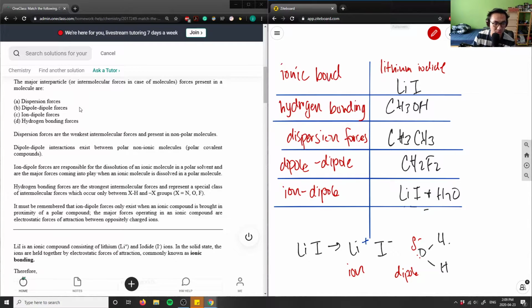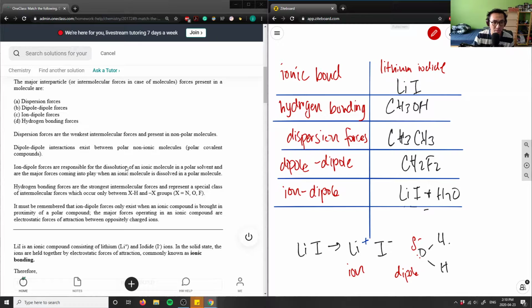Okay, let me just scan this quickly. They're just talking about dispersion forces, dipole, ion dipole, and hydrogen bonding. Dispersion forces are the weakest intermolecular force. That's good. At present, CH3 is a nonpolar molecule. There are no dipole moments. Hydrogen bonding is the strongest intermolecular force and represents a special class. It's hydrogen bonded to nitrogen, oxygen, or fluorine. In this case, it was bonded to oxygen. So this here is an example of hydrogen bonding.